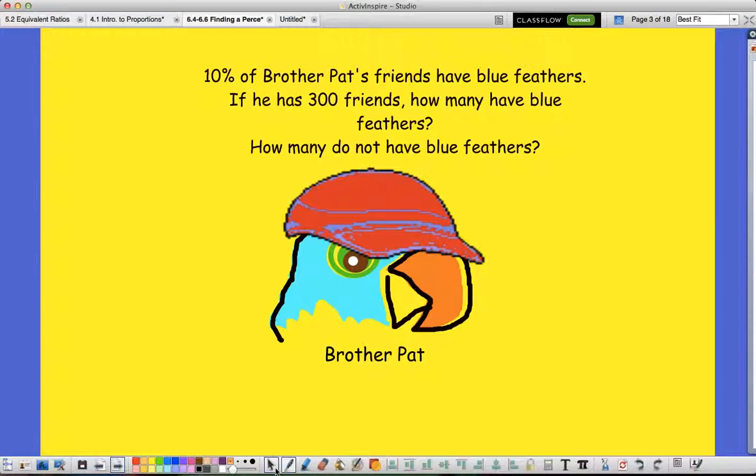Right? And we'll talk about that as we go along, and we are going to draw some diagrams to help us better understand what's actually happening here. So let's look at the problem. We want to know how many do not have blue feathers. It's important to note, do not have blue feathers. All right, so let's look at the problem and see if we can find important information. So 10% of Brother Pat's friends have blue feathers. Okay, if he has 300 friends, how many have blue feathers? So we want to know both. We want to know how many have blue feathers and how many don't have blue feathers. Well, that's easy because if you find one, you should be able to find the other.